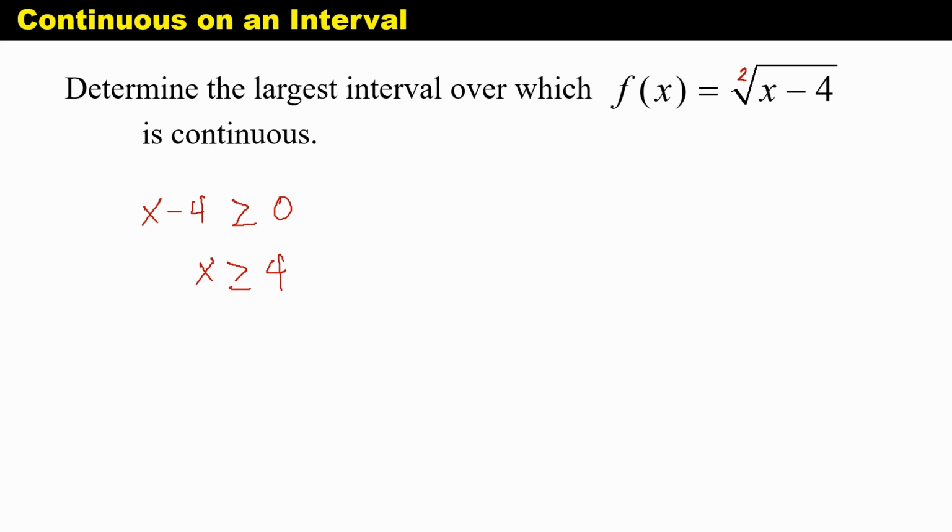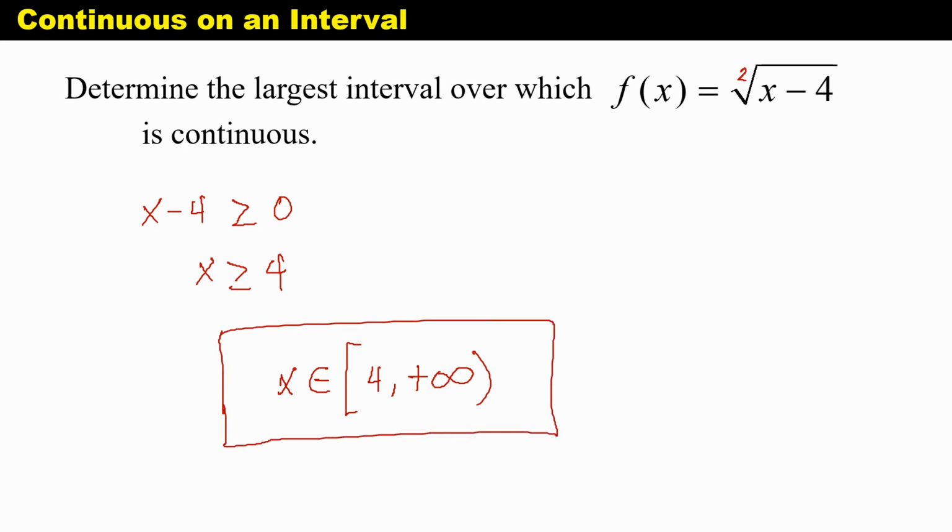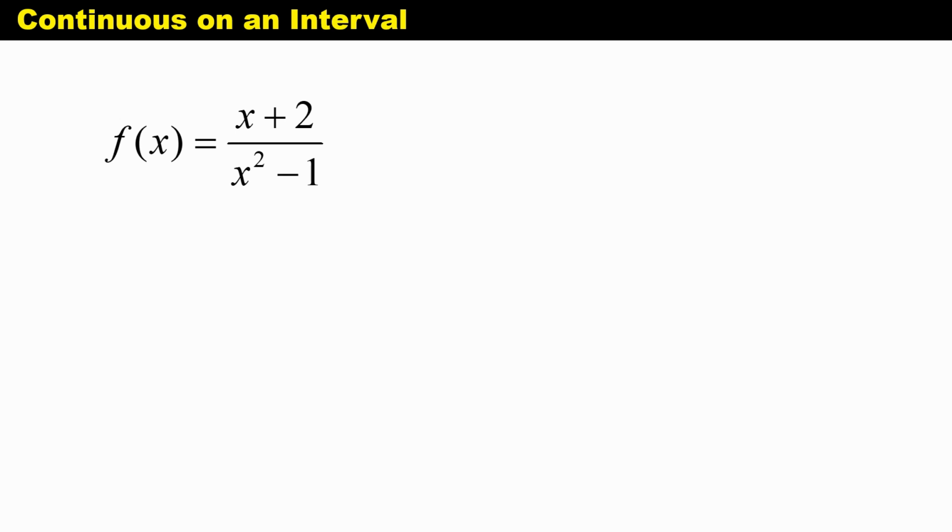Now remember that since we cannot make a radicand negative, the function is only continuous for values greater than or equal to positive 4. Thus, the largest interval over which this function is continuous is x is an element of the interval half open on the right from positive 4 to positive infinity. This is our final answer. Now let's have another example.